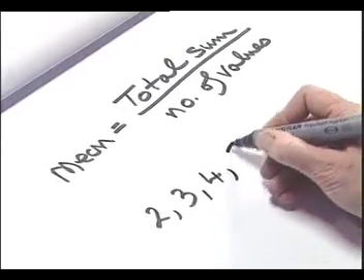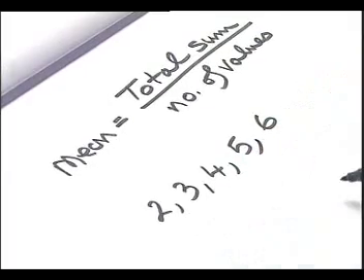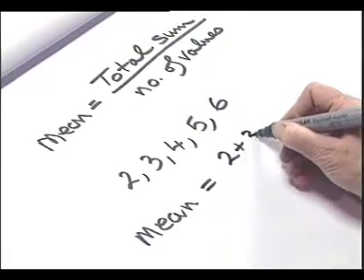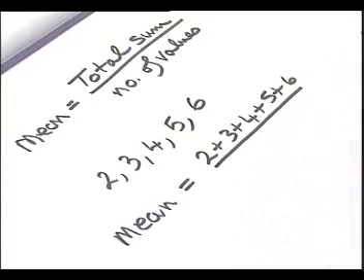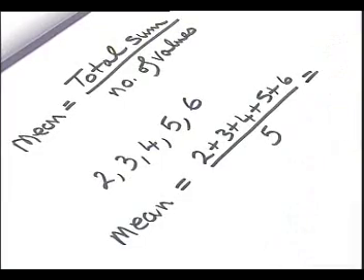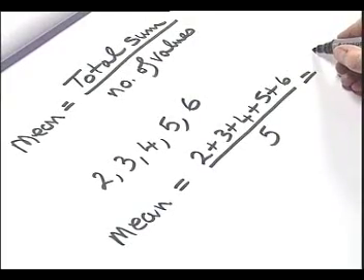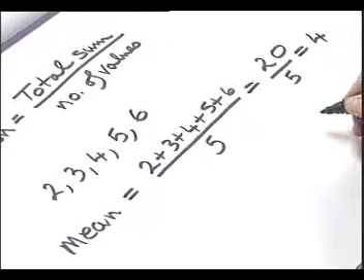So if I take this example, just say we had the marks 2, 3, 4, 5, 6, and we wanted to find the mean of those marks. The mean will equal 2 plus 3 plus 4 plus 5 plus 6, and we'd have to divide it by the number of values, which is 5. When we work that out, 5 plus 5 is 10, another 10, that's 20 over 5, which works out to be the value 4.